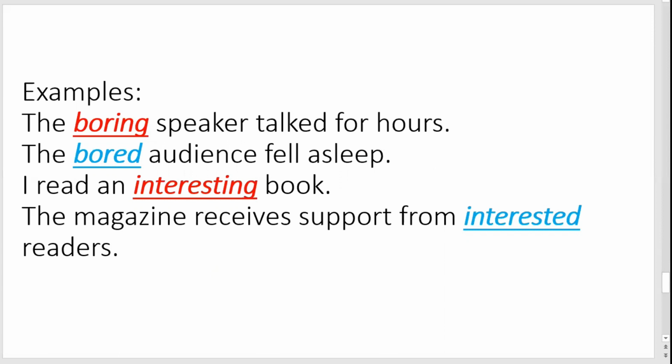Again, in the next sentence, I read an interesting book. What kind of a book I read? Interesting. So it is describing and so it is acting like an adjective and so it is present participle. Here, the magazine receives support from interested readers. What kind of readers? Interested. So it is describing the readers and that is why it is acting like an adjective and it is past participle.